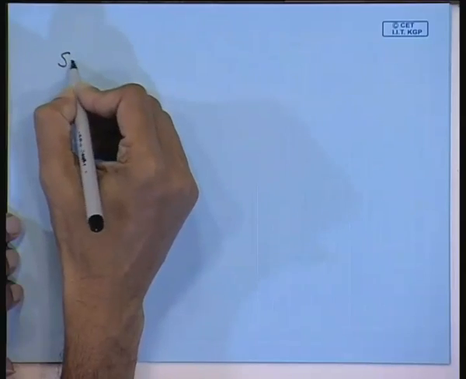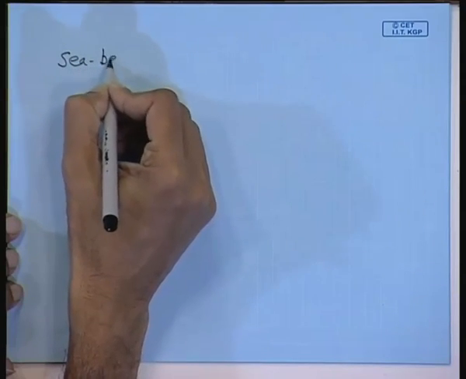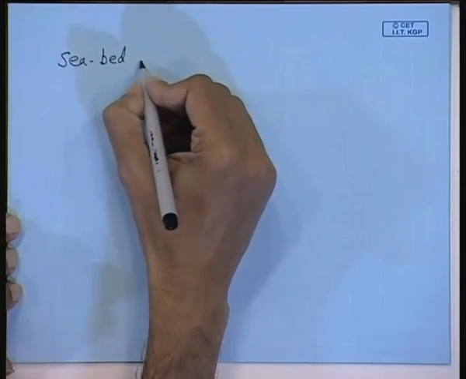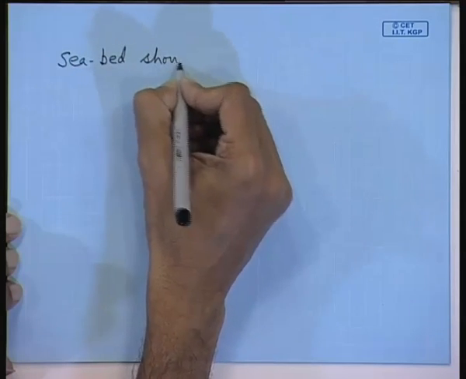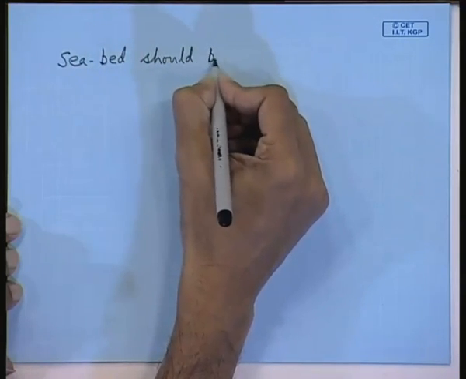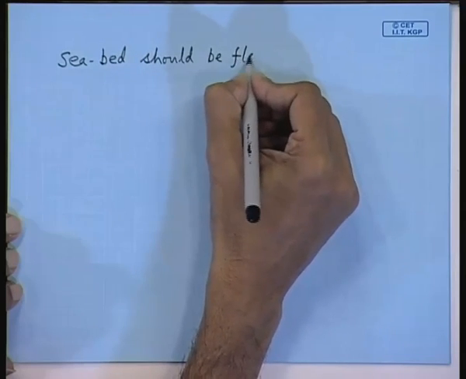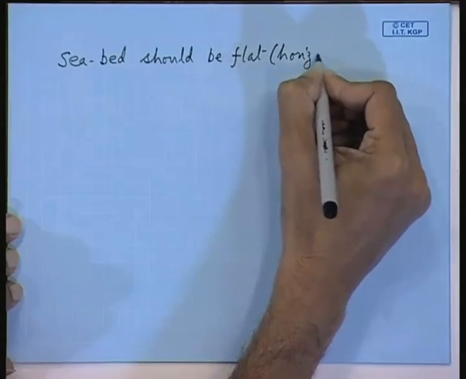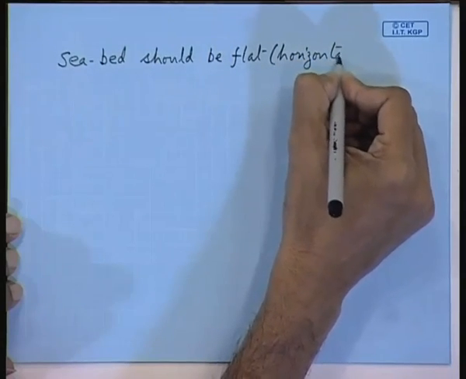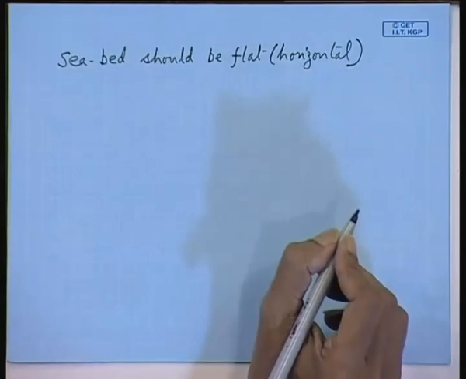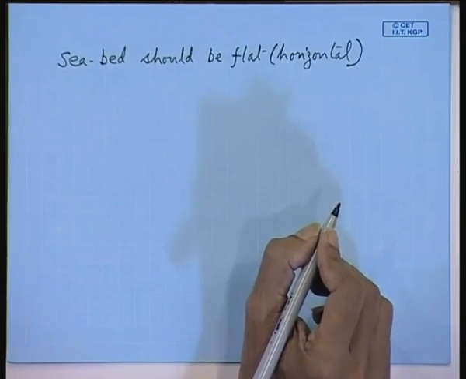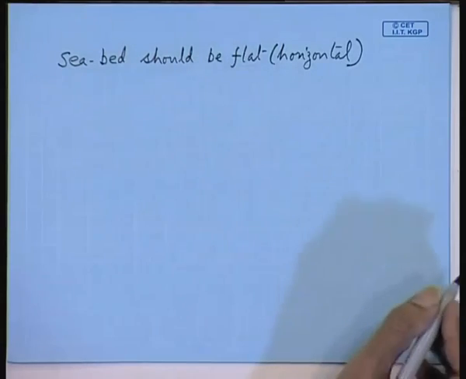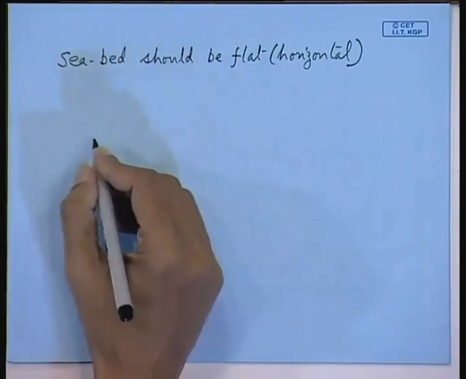Now, another characteristic is that the seabed should be flat, that is horizontal, because you are locating so much weight, you cannot do this on an incline. Flat and horizontal, good bearing capacity. So, that is what you have to do.